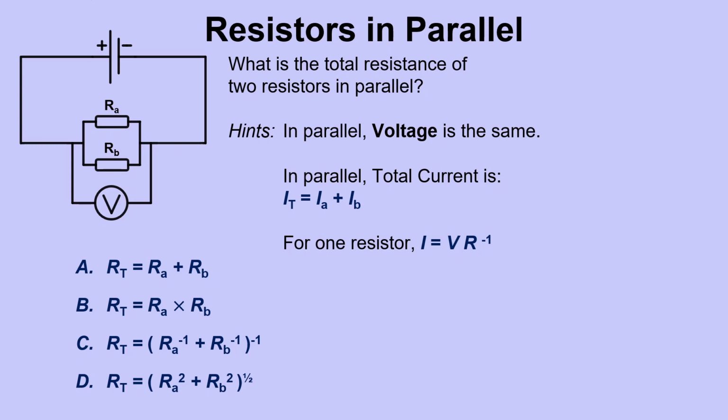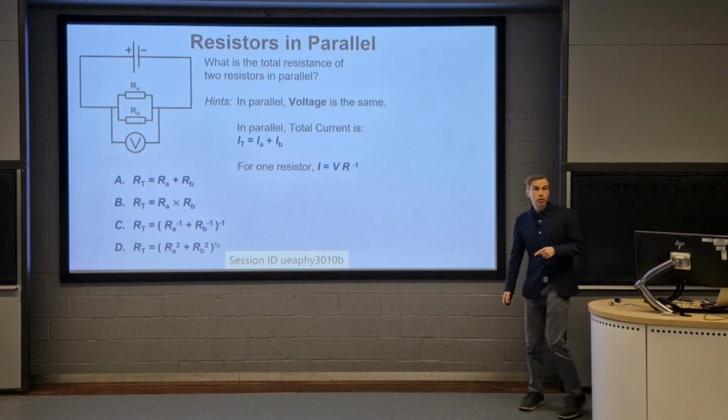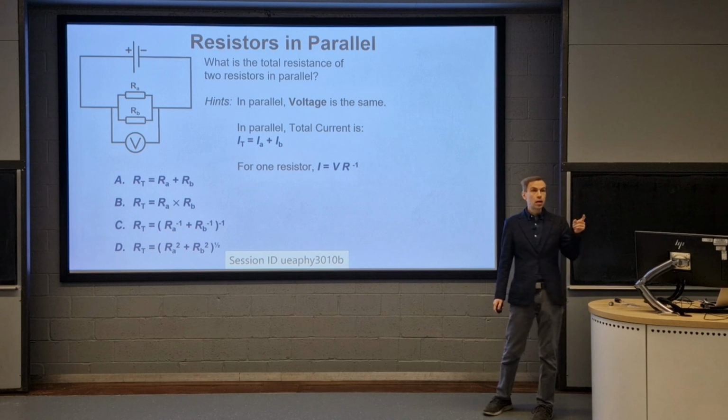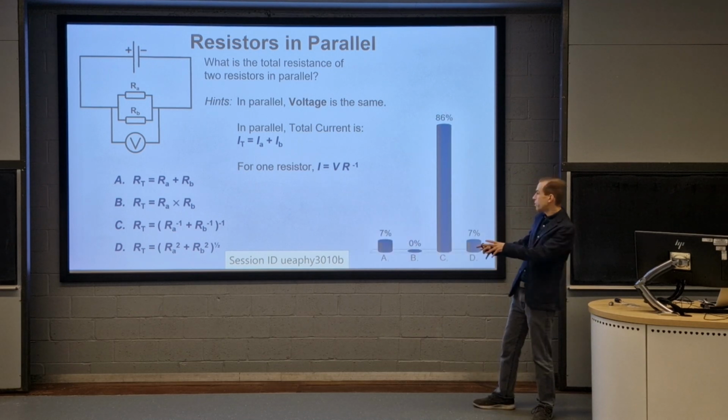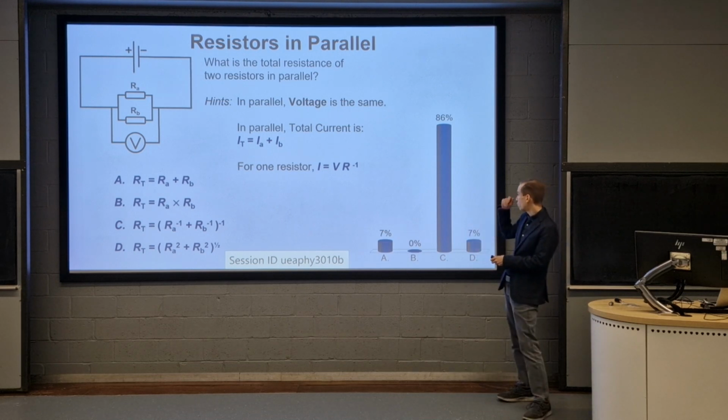We just got to put it together, and that's going to tell us what the total resistance is when we're combining resistors in parallel like this. Okay, very good to see those responses coming in. Let's see what everybody thinks for this one. What do we have here? Okay, so nobody's going for B this time. Most people going for C.